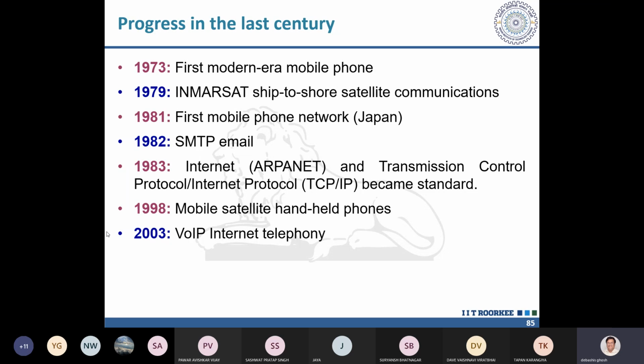The internet came up sometime in 1983 when ARPANET was developed in the US, basically by the US military defense. In India, after some time, around 1990, ERNet came up. That was the internet system in India at that time. So these are the developments during that time.